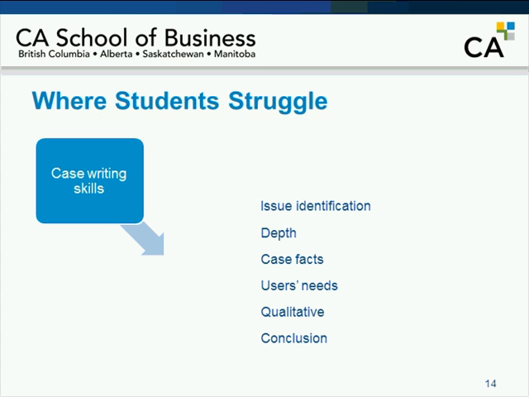And then we have users' needs. So some students might not consider users' needs, and they might provide some information that is actually irrelevant to the specific users in a given case. And then when it comes to qualitative, some students might neglect to explain their calculations. So every quantitative analysis has to have a corresponding qualitative component. And then finally, some students might provide a thorough analysis, but then they don't provide a conclusion. And again, every case must also include recommendations that would address those users' needs.